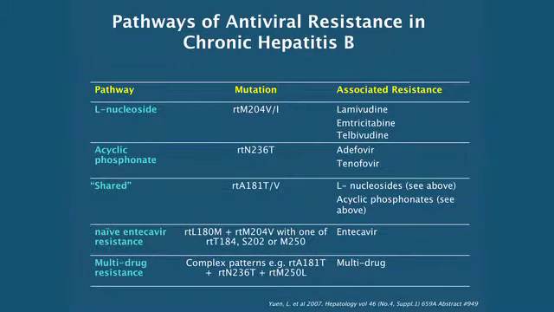The first pathway is the L-nucleoside pathway, typically identified by the mutation RT-M204V or I. The acyclic phosphonate pathway, RT-N236T. The shared pathway, as I pointed out, is the RT-A181T or V that is shared between the acyclic phosphonates or the L-nucleosides. In patients who start entecavir in a naive situation, the naive entecavir resistance pathway is the RT-L180M plus the M204V or I with one of the 169, the 184, the 202 or the 250.